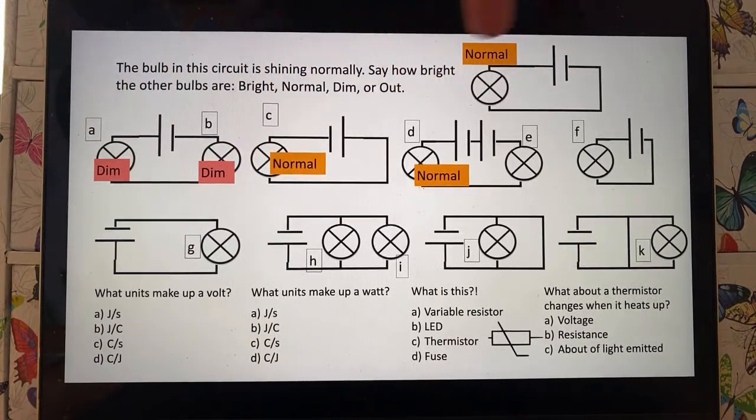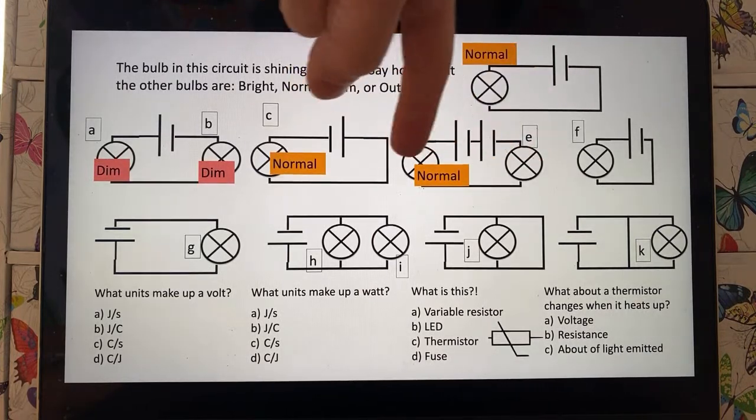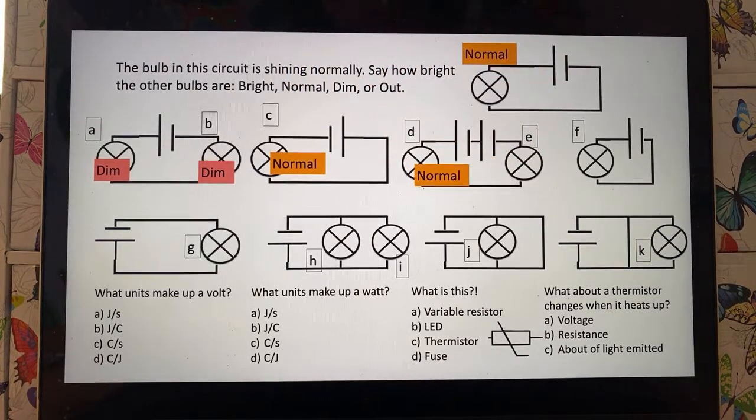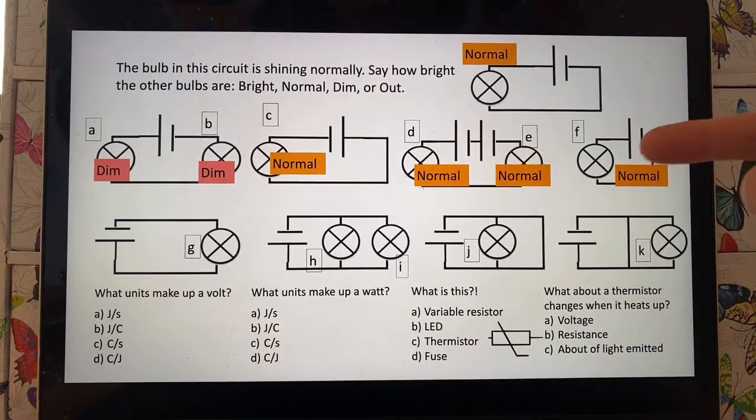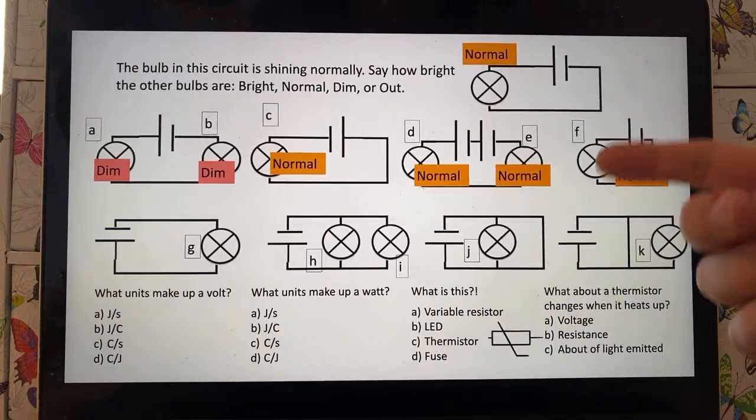D and E, well, you've got two bulbs, but you've added another cell. So you've sort of doubled the resistance of the circuit, but you've also doubled the voltage. So that is absolutely fine. They're both working normally. And F, I was a bit worried that, because we've talked about how long wires have a higher resistance, I might have confused you into thinking that if you just shorten the wires a bit, then the bulb might shine brighter, right? Because there's less resistance. No, that bulb is going to be normal.